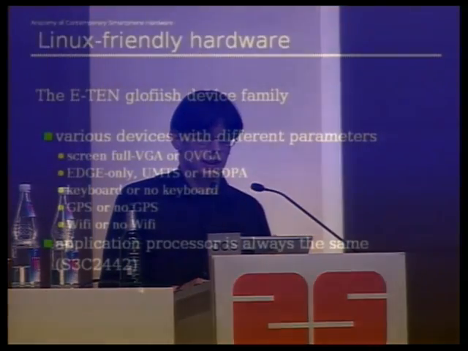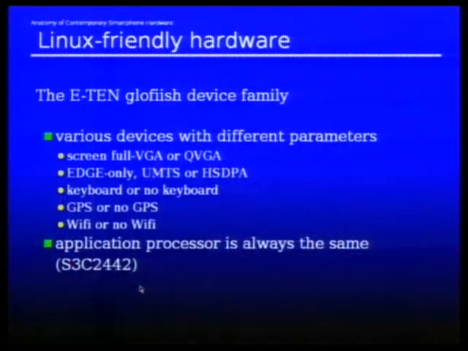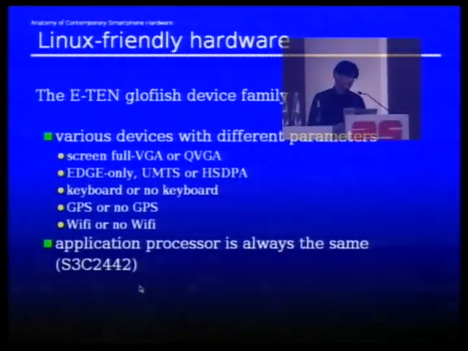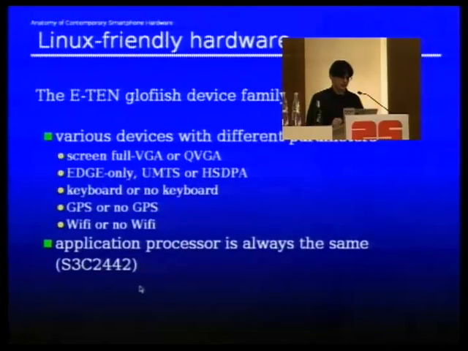What I have started to look at recently is the E10 Glofish device family. This entire product portfolio, you can have them with QVGA, which is 320 by 240, or full VGA, 640 by 480 pixels, Edge or UMTS or HSDPA, keyboard or no keyboard, GPS or not, Wi-Fi or not. You can pick and choose. The application processor in all of these devices that you can currently buy is the same. Well, the latest one is another one, but almost all of them use this one, which is by coincidence the same one that OpenMoko also uses. So the documentation and the Linux drivers and everything is there.